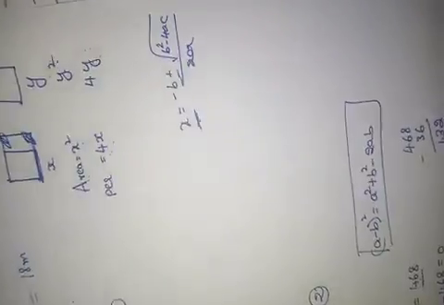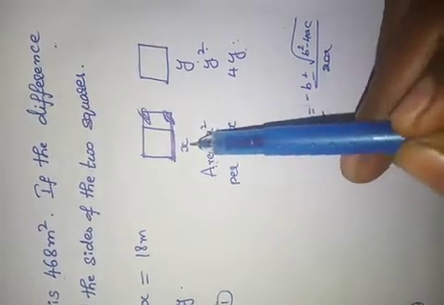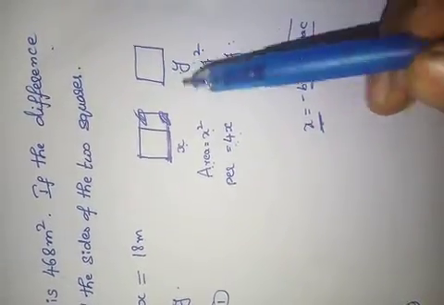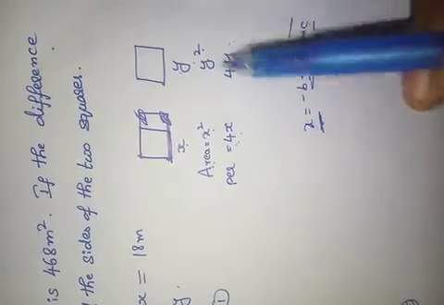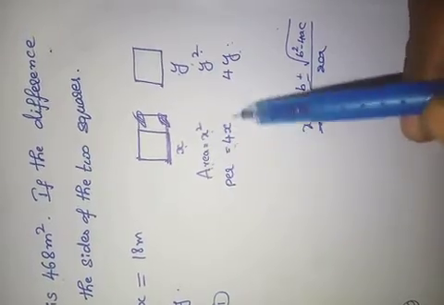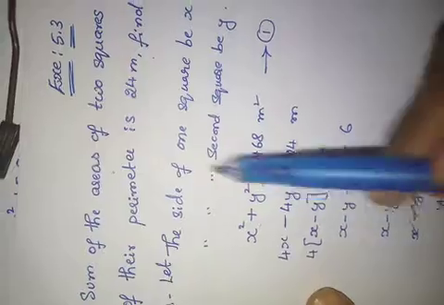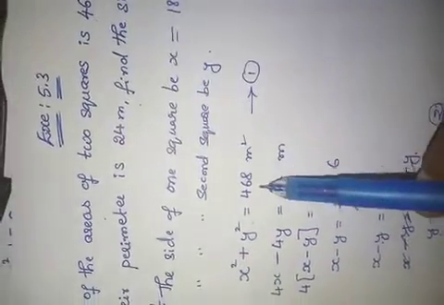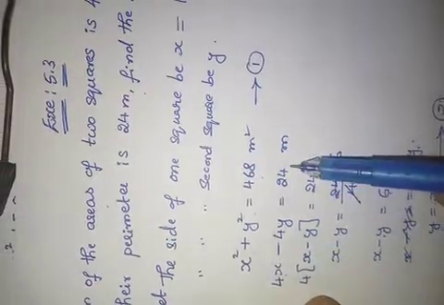Did you understand? I don't know the two square sides. I have taken the side of this square as x and the side of this square as y. Area means, we know a square, x square. Here it becomes y square. Perimeter is 4a, a means here x, 4x, 4y. They have given the addition of the areas of the two squares is 468. And one more thing, the difference of perimeters is 24.